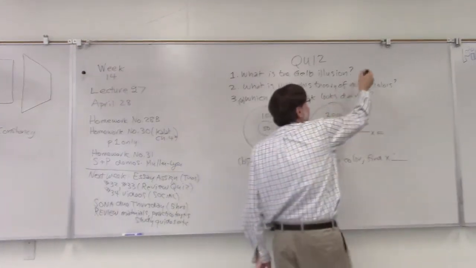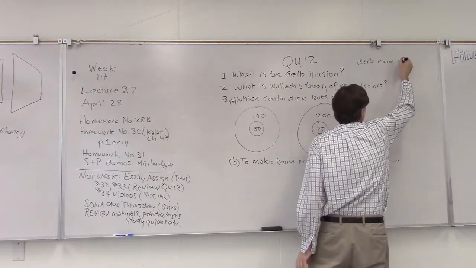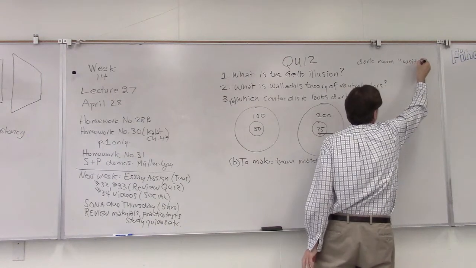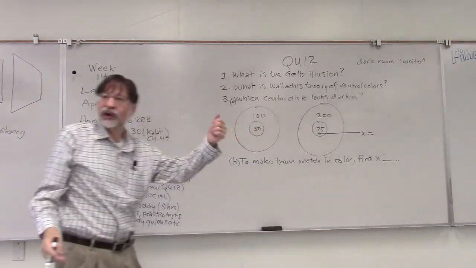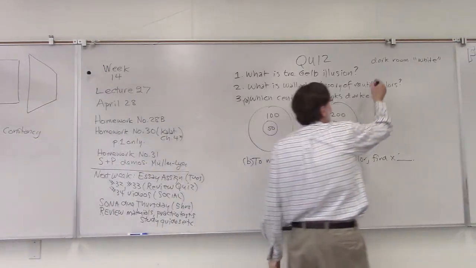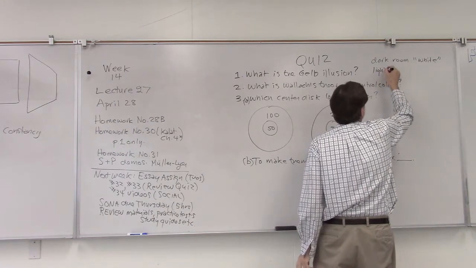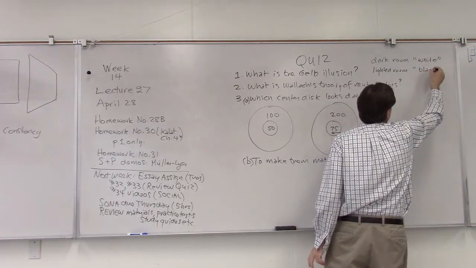So in the dark room, the people say it's white. And then we turn on the room lights. Nothing else we need to do. We turn on the lights in the room. And so in the lighted room, the object changes to black.